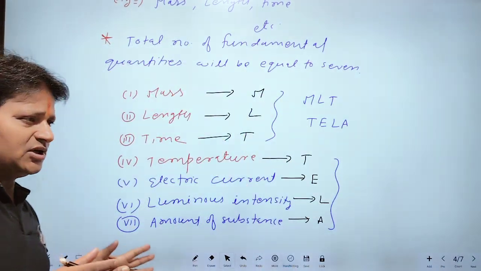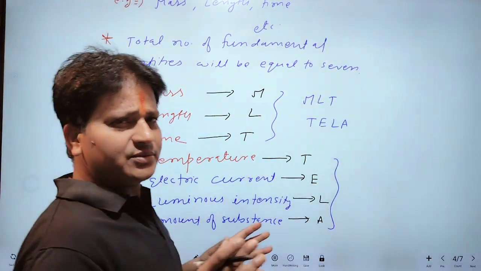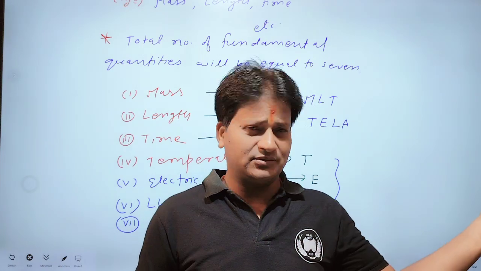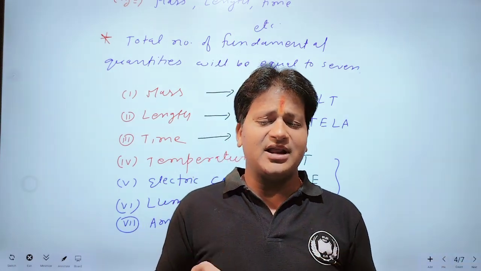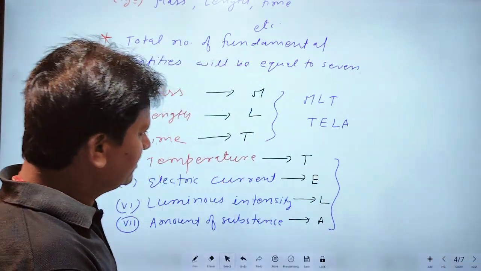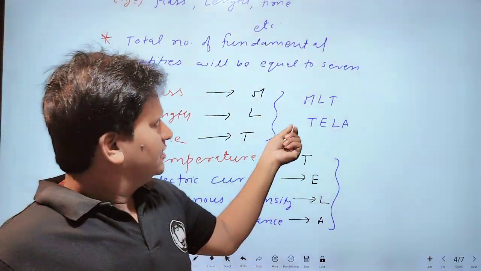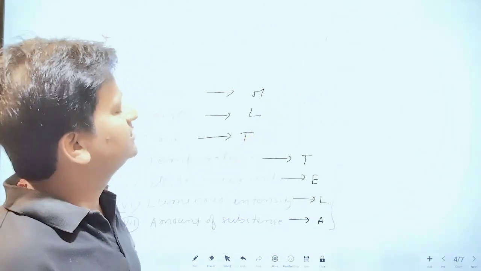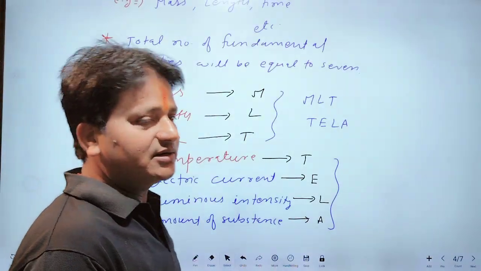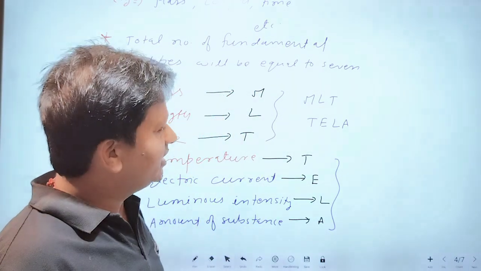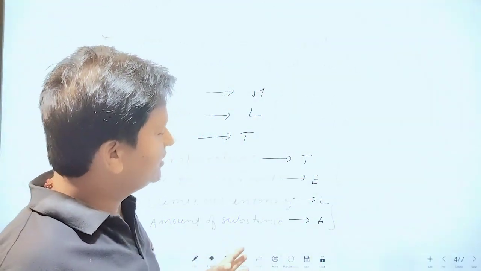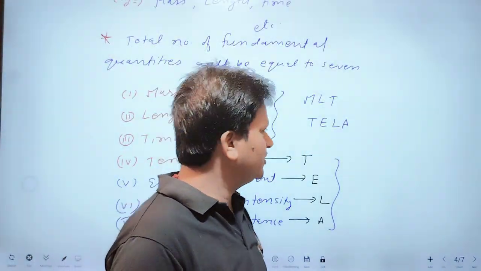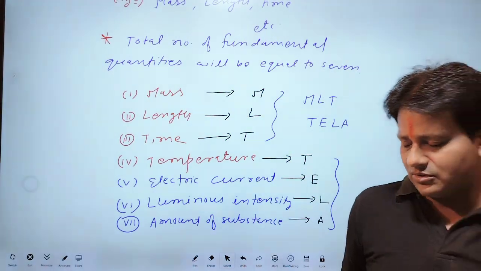You can observe Taylor on the road. MLT Taylor. Okay. There are 7 fundamental quantities which are MLT Taylor. M for mass, L for length, T for time, T for temperature, E for electric current, L for luminous intensity, A for amount of substance.